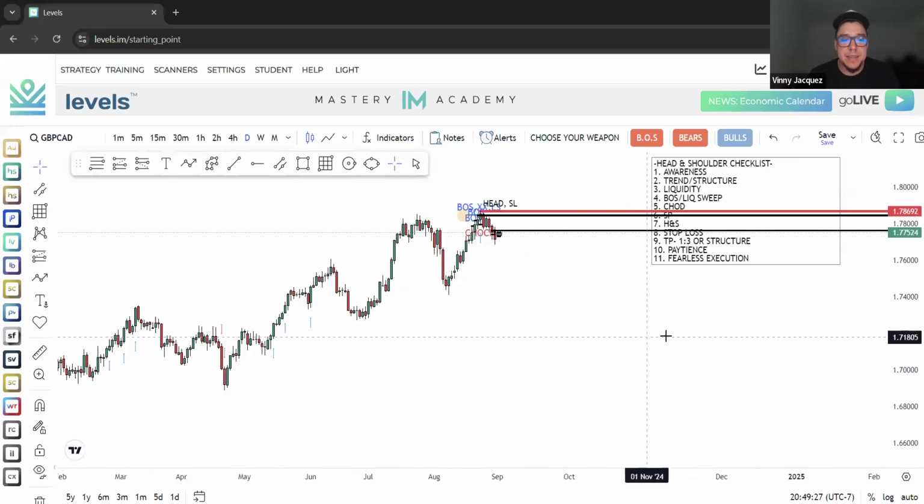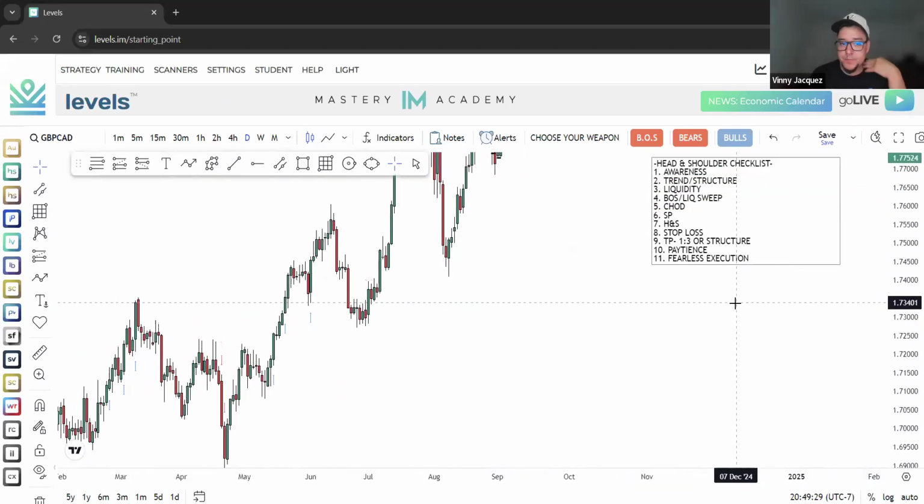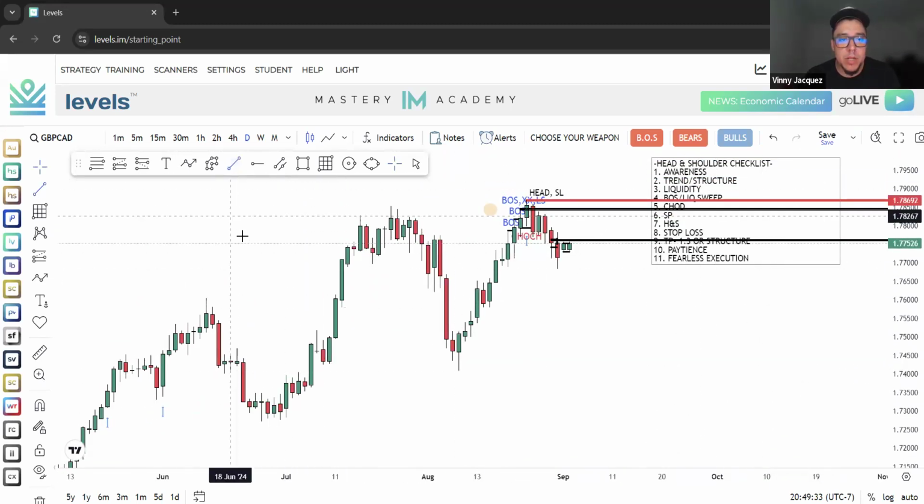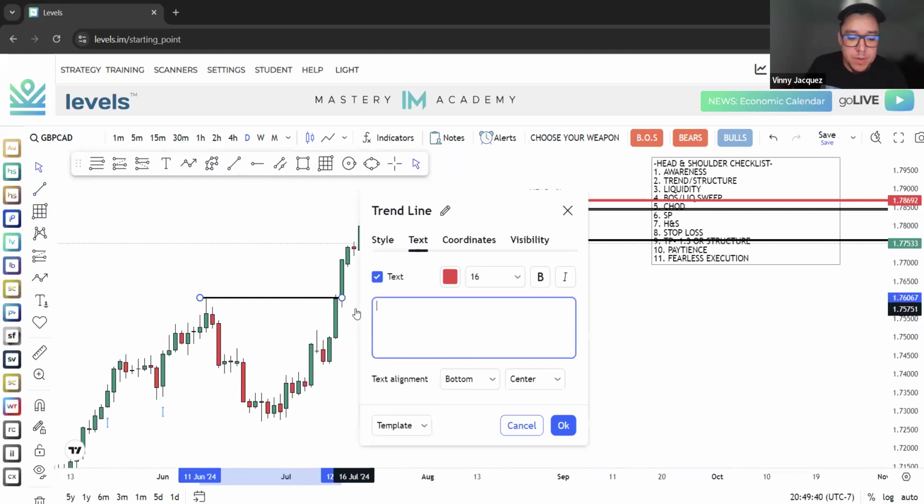So let's go ahead and dissect what is going on in this area. We can see here we do have the break of structure to the upside. Boom, break of structure. Awesome. BOS.